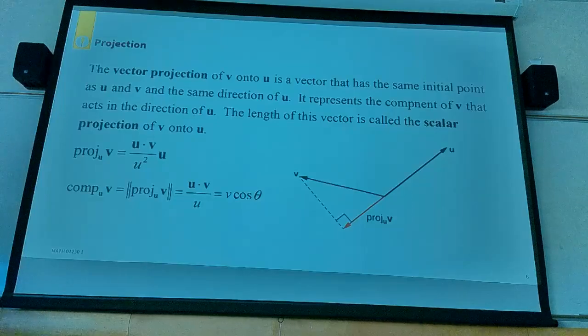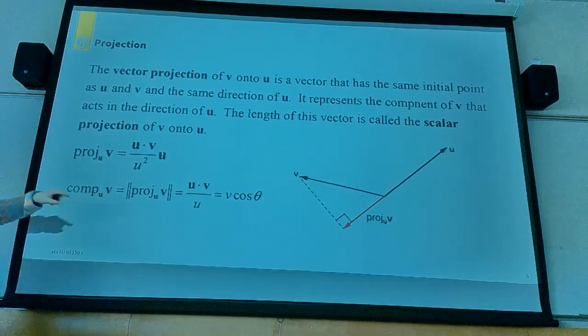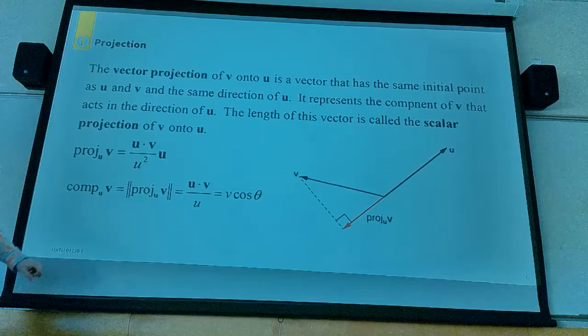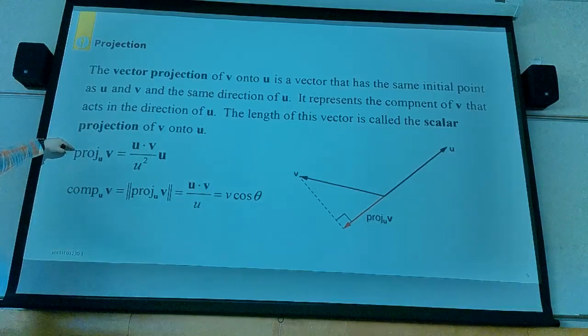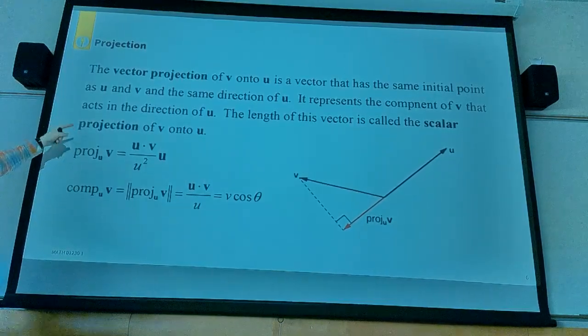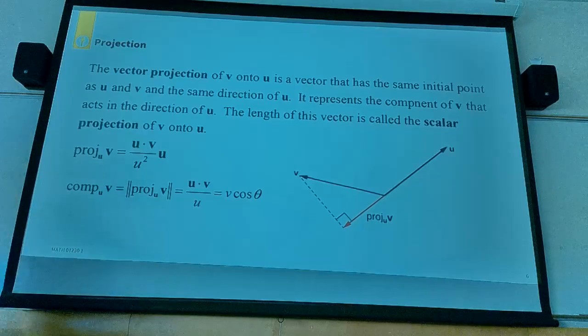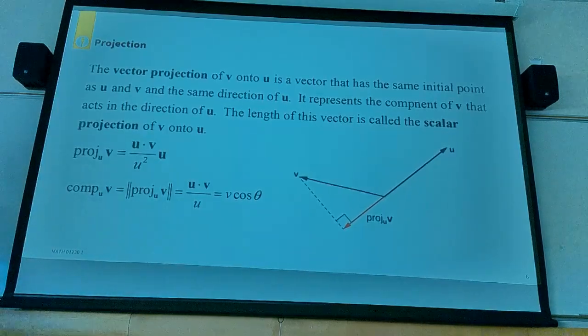Scalar projection, the component of V onto U. It's just the magnitude of that previous vector, which, if you take the magnitude, you're going to wind up with U dot V over the magnitude of U, or just the magnitude of V times cosine of theta.